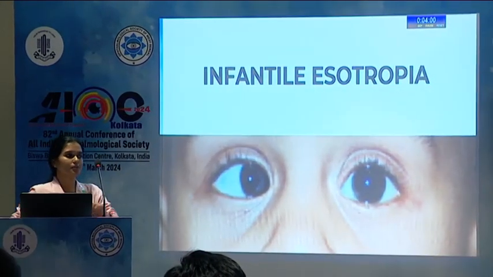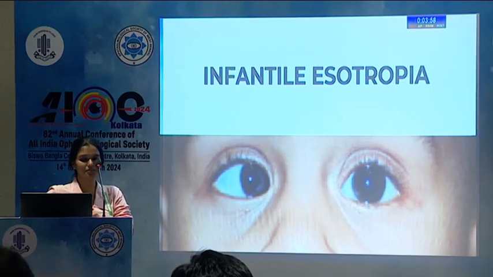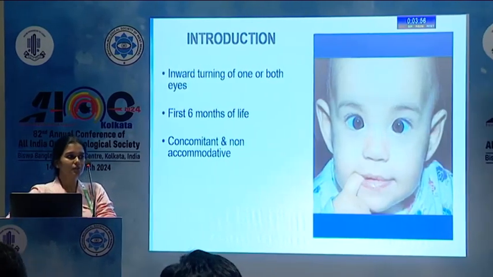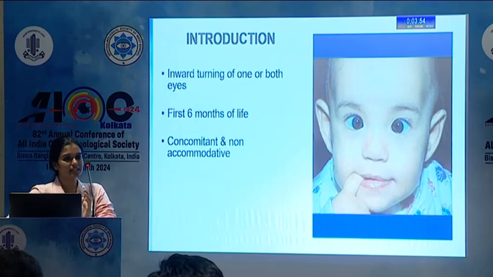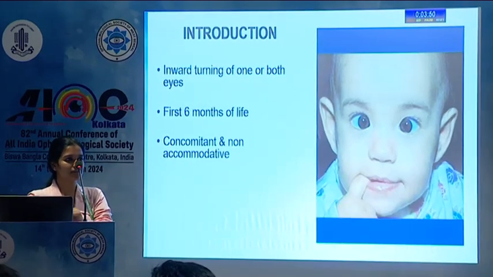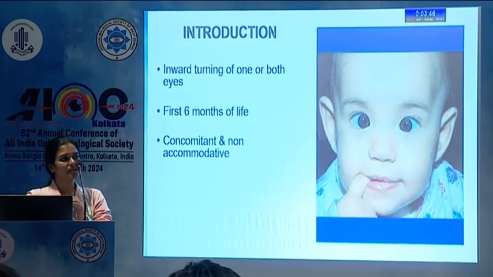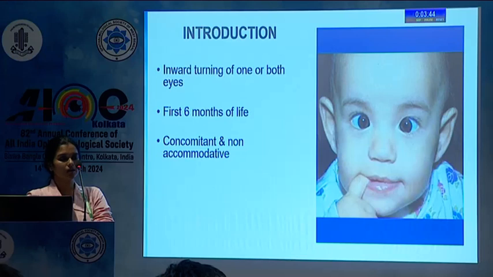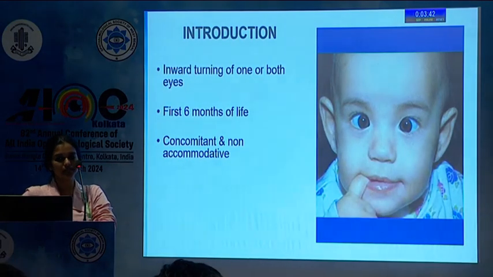Good afternoon. Today's class is on infantile esotropia. As we all know, infantile means it's the age between 1 month to 12 months. So the presentation is during the first 6 months of life. And esotropia means inward turning of one or both eyes. It's a concomitant and a non-accommodative type of esotropia.